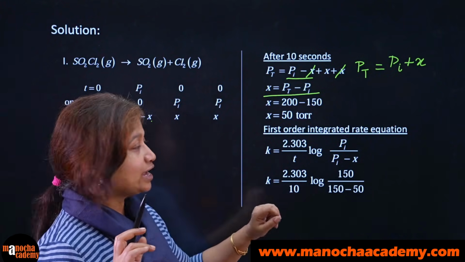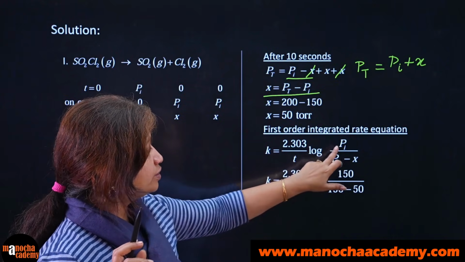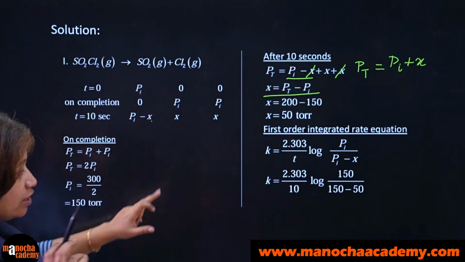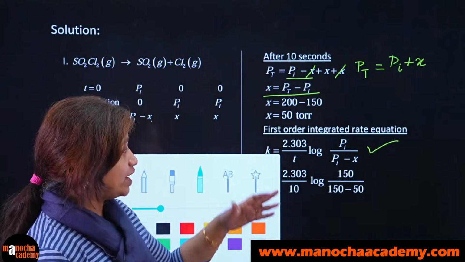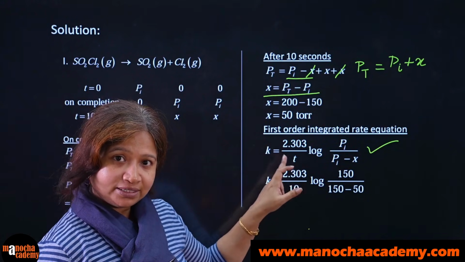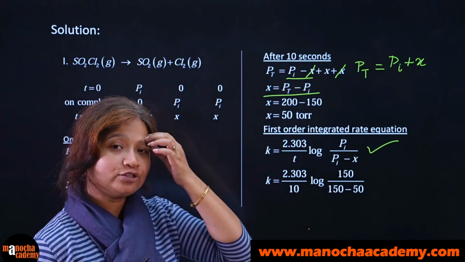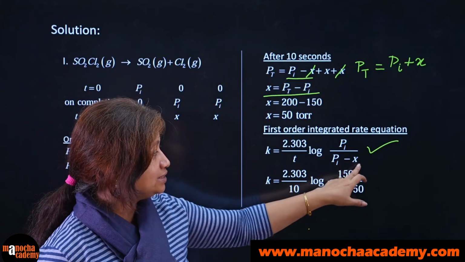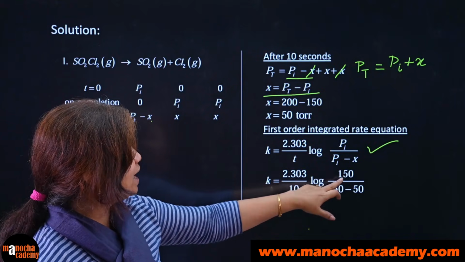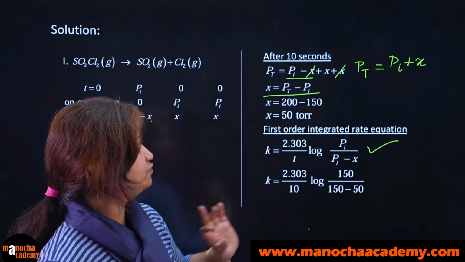Now, it's a first order reaction. So you are putting the equation. K is 2.303 by T log of initial Pi, final Pi minus X. As we do the first order reaction, K is equal to 2.303 by T log of initial concentration by final concentration. Here the concentration is with respect to pressure. So Pi, final Pi minus X. Now X value we already have, 50 torr, and the Pi value also we have from the question. So 150 by 150 minus 50.